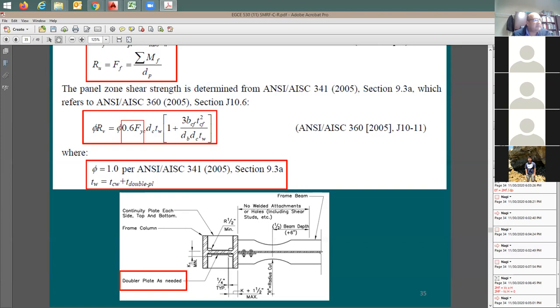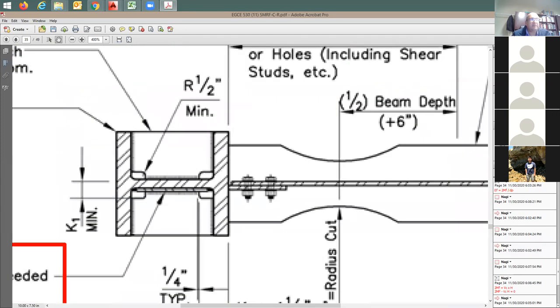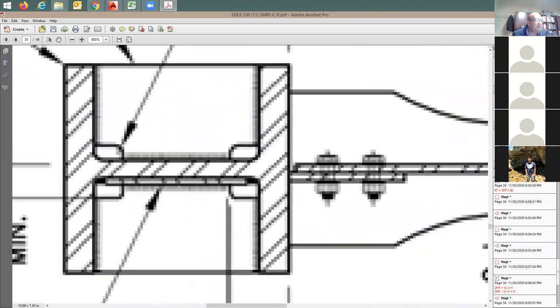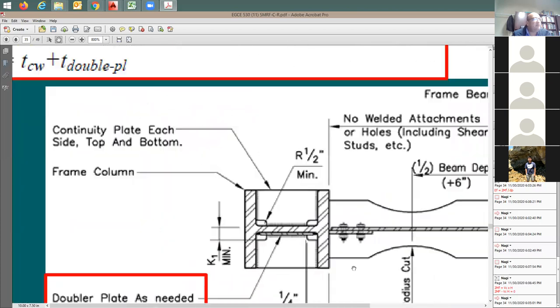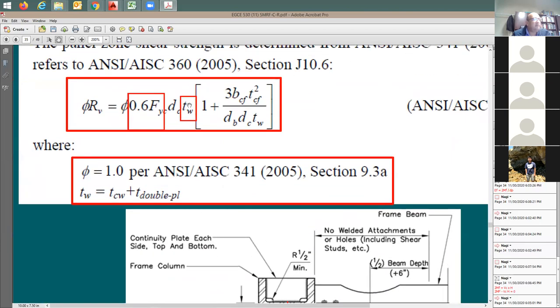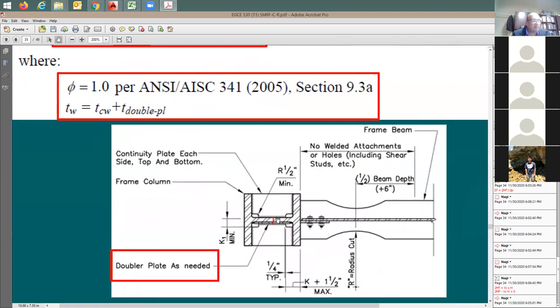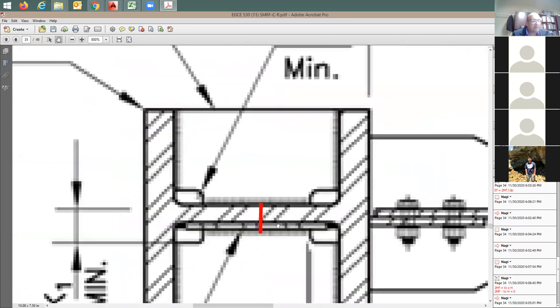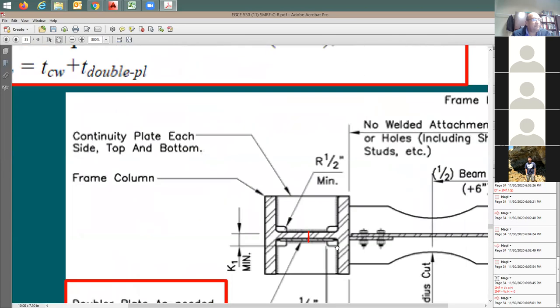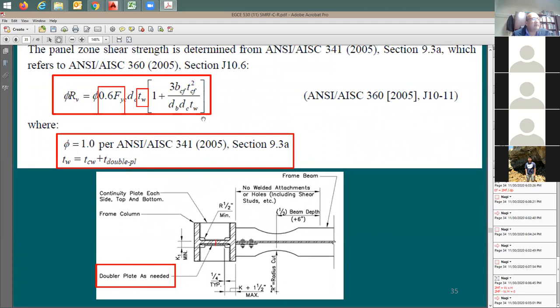This T-web is not only the T-web of the column. This T-web is the total thickness. What do I mean by total thickness? I mean including the Doppler plate. So the T-web that you use in this equation is equal to the column web thickness plus the Doppler plate thickness. And then you have some other factors.